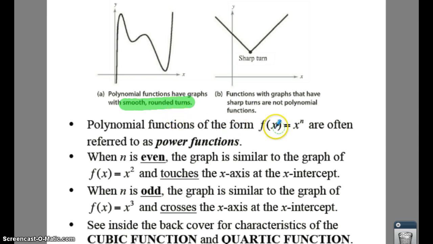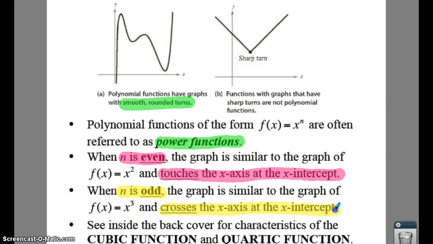Anytime you have an f of x equals x to the n, these are called your power functions. X to the third, x to the fourth, x to the fifth, anything like that. When n is even, you're going to have a graph similar to x squared that touches the x-axis at your x-intercept. It doesn't necessarily go through the x-axis, but it touches it. When n is odd, something like x to the third or x to the fifth, you actually cross your x-axis at your x-intercept. Even, touch, odd, cross.